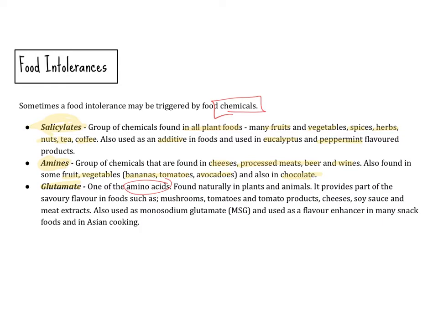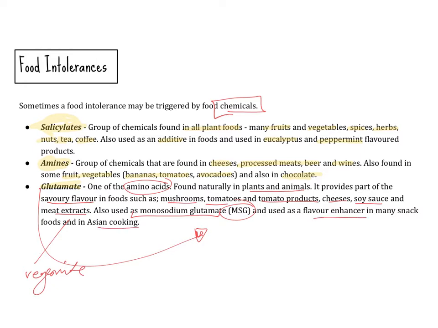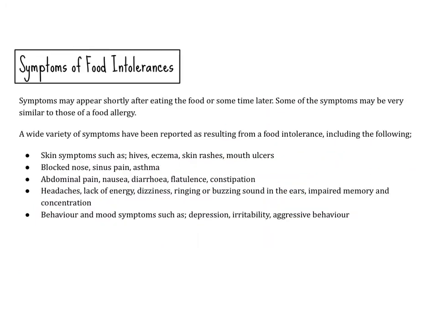Glutamate is the last group of chemicals, and glutamate is an amino acid, and it has a lot of media exposure because of MSG, which is a form of glutamate, monosodium glutamate to be specific. It's found naturally in plants and animals, and it does provide part of that savory flavor in foods like mushrooms and tomato products, as well as cheeses, soy sauce, and meat extracts like Vegemite. But as I've mentioned, it is used as an additive and a flavor enhancer in many snack foods and also Asian cooking. And it does produce some undesirable signs and symptoms if somebody has difficulty digesting MSG, which is a form of glutamate.